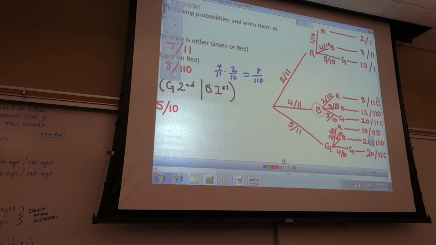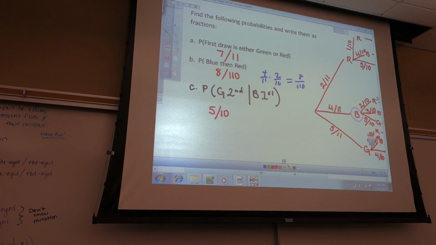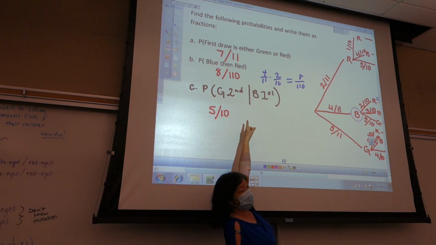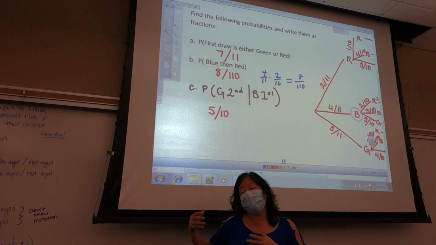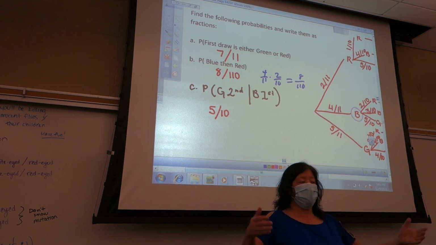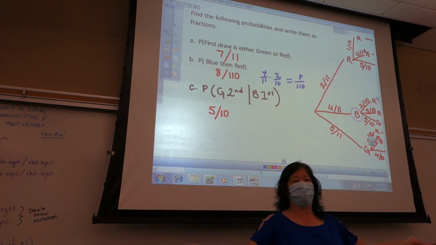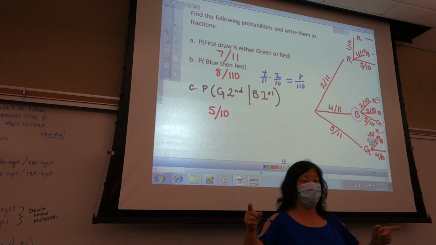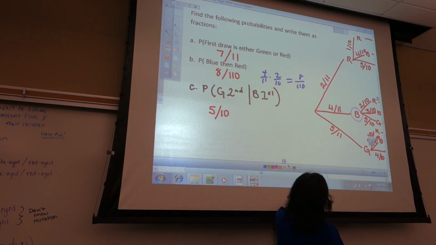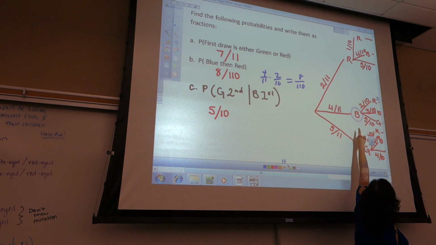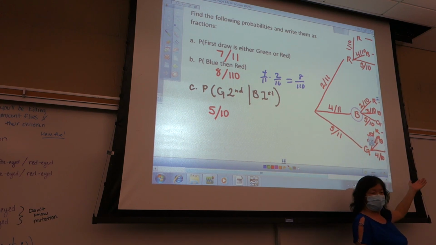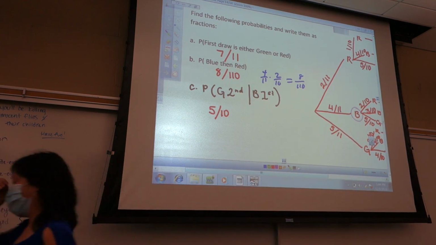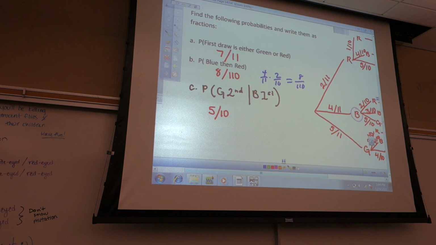So here's the deal. Remember this line straight up and down? That means given. If you're given that blue was first, what's the probability you drew a blue marble first? 100%. So 100%, you know you are standing right there. If I'm standing right there, what's the probability I draw a green one? 5 out of 10. So, does that make sense for folks? So just don't forget that. Or make a note on it if you need to. Okay.